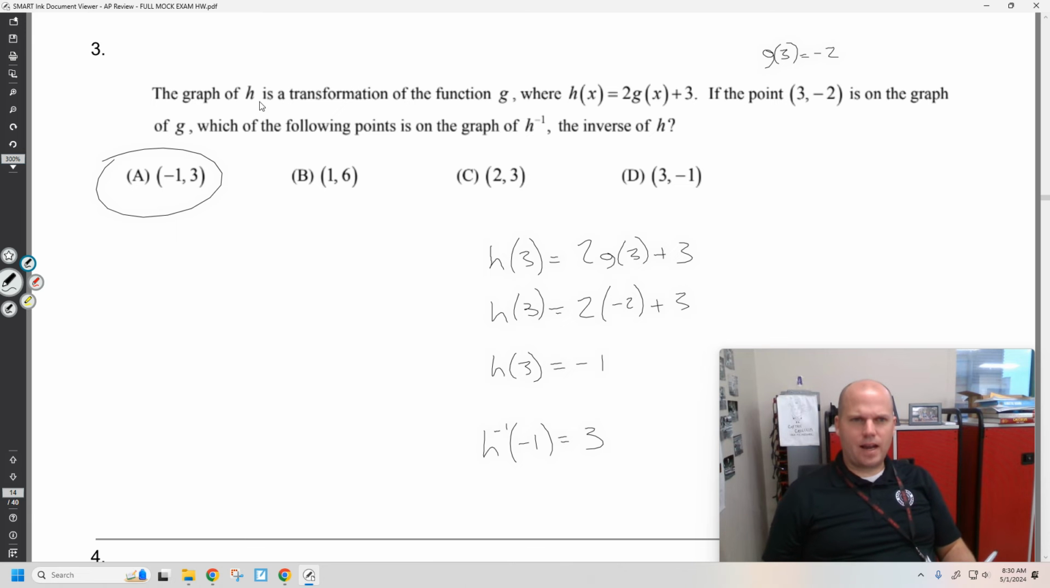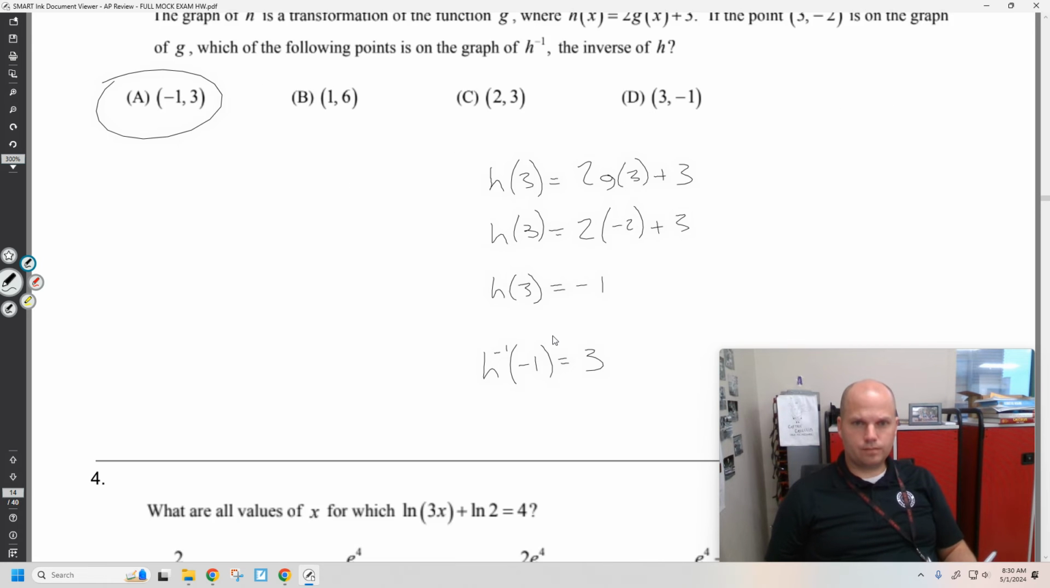You kind of had to figure that out because this was a point on G and H was the transformation of G. You kind of had to plug in 3 and work from there. Good question.